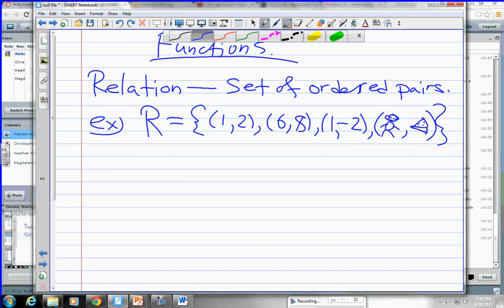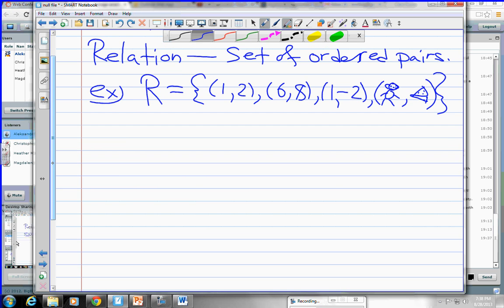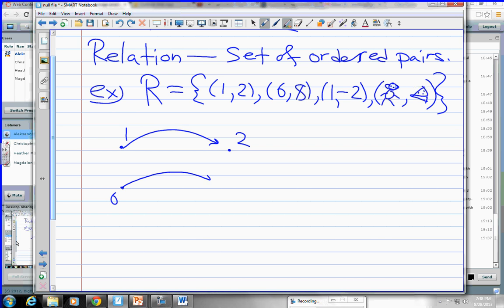So one way to express this relation, I can say that number 1 relates to number 2, so I can draw a little arrow pointing from 1 to 2. I can say that 6 relates to 8. I can say that a monkey relates to a piece of cheese. And what else do I have? I have 1 relating to -2. Okay? So that's a visual way to represent this relation. It's a one-way arrow, goes from here to there. It's not a two-way thing.